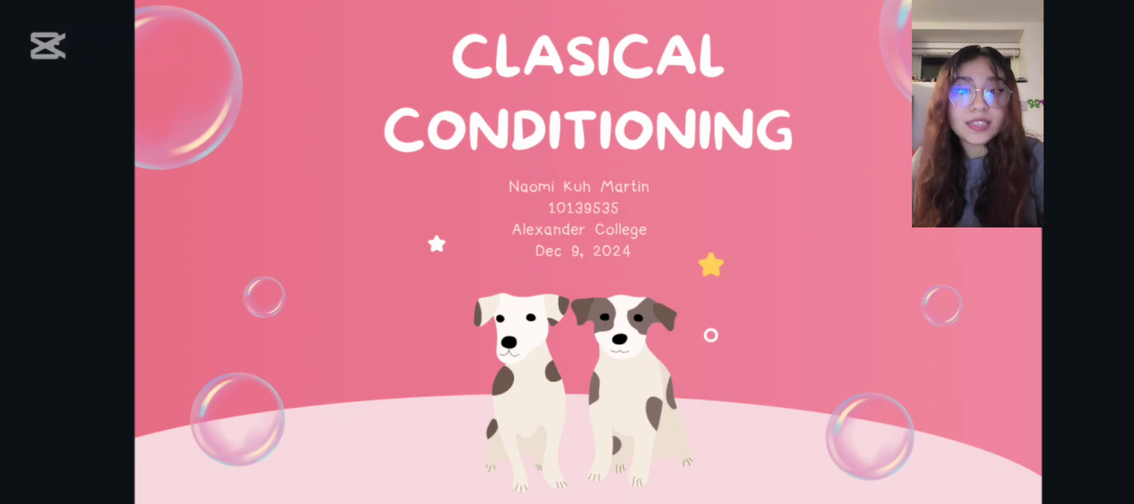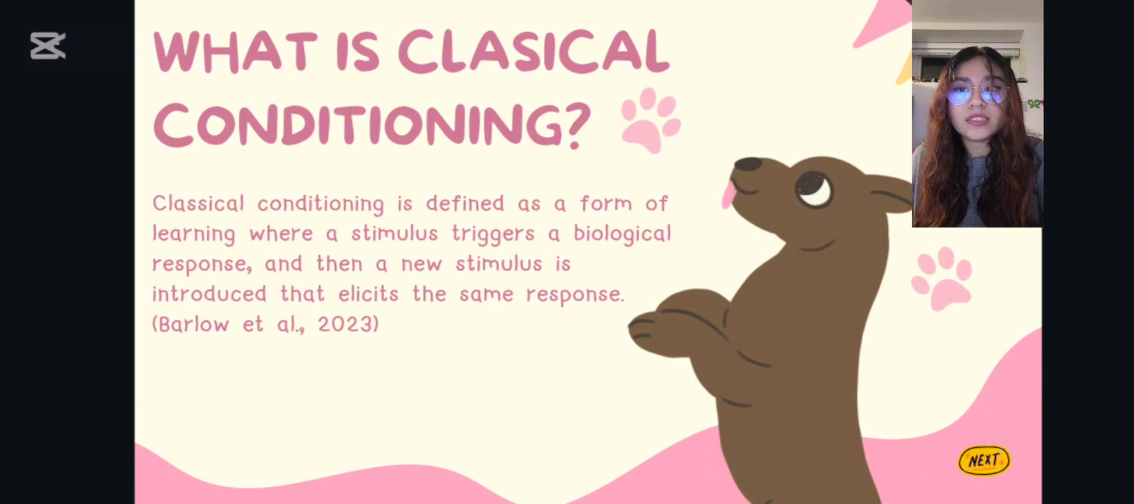First of all, what is classical conditioning? Classical conditioning is defined as a form of learning where a stimulus triggers a biological response, and then a new stimulus is reintroduced that elicits the same response.